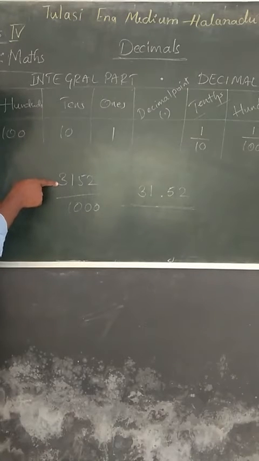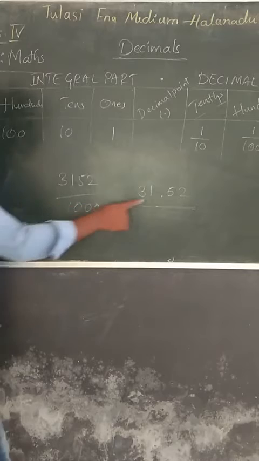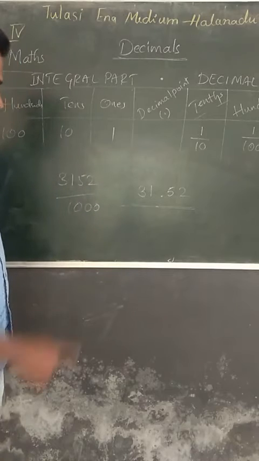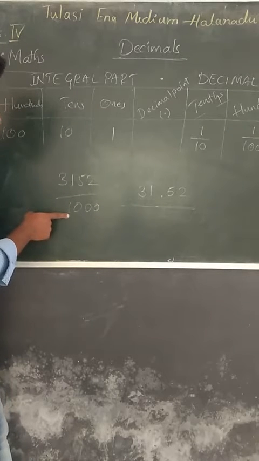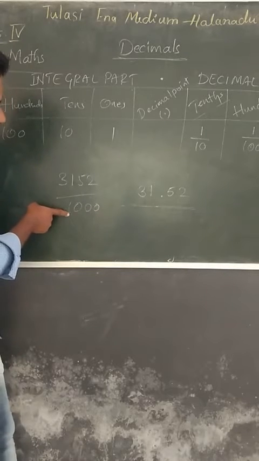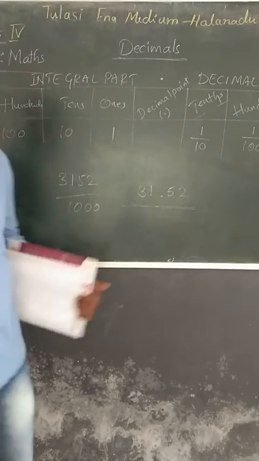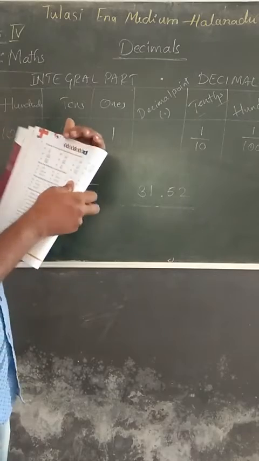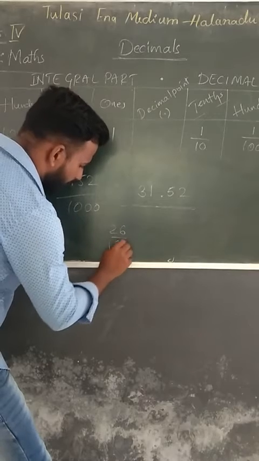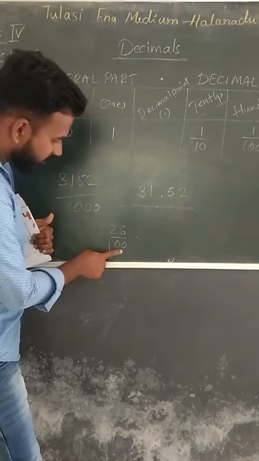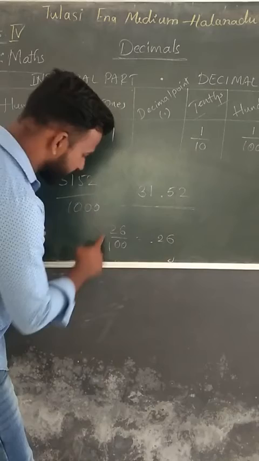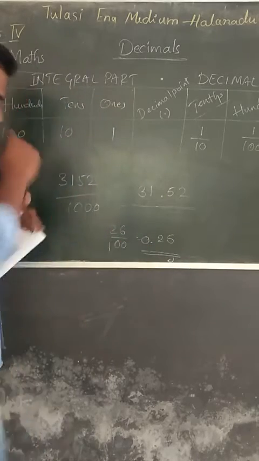If the numerator is greater than the denominator, there will be an integral part. If the numerator is smaller than the denominator, the integral part will be 0. So easily you can write 26 by 100, 6 in the 100th place, 2 in the 10th place. That's it, no other digits: 0.26.